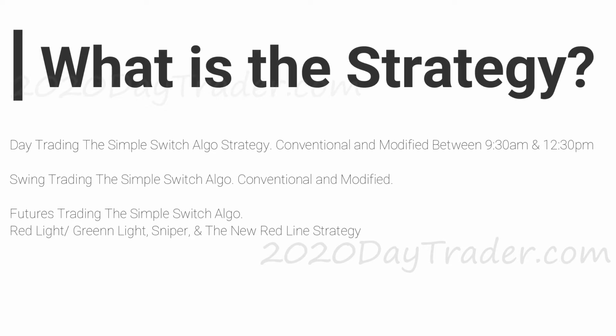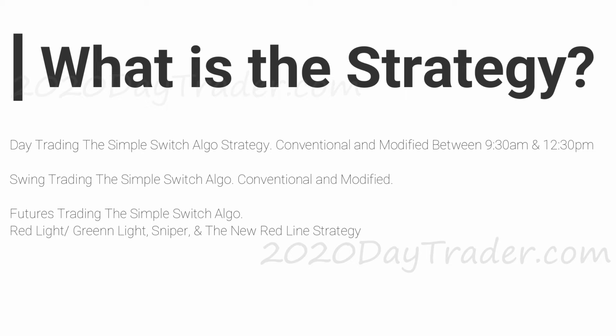Okay, so now that I know I'm going to do those things, what's the strategy I'm going to use to trade those? So my strategy is going to be using the simple switch algorithm that I created. And then each area has different strategies. So for my day trading, I have my simple switch day trading strategy. For my swing trading, I have my simple switch swing trading strategy.